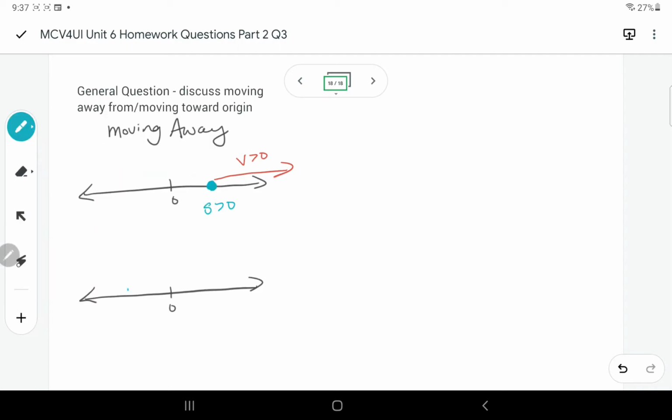If the object was on the other side, in the negative section, so your displacement or your position is less than 0, if you want that object to move away, it's going to move more in the negative. So the velocity would also be less than 0. So if the object is moving away, we know that the S and the V, those signs match.